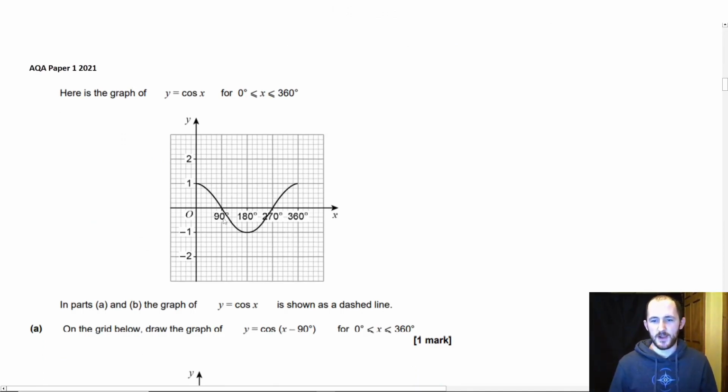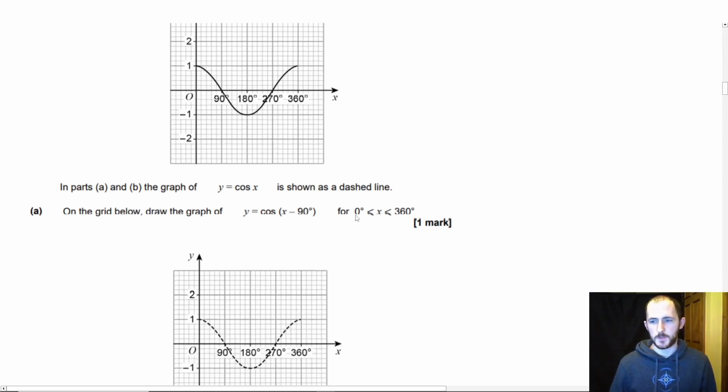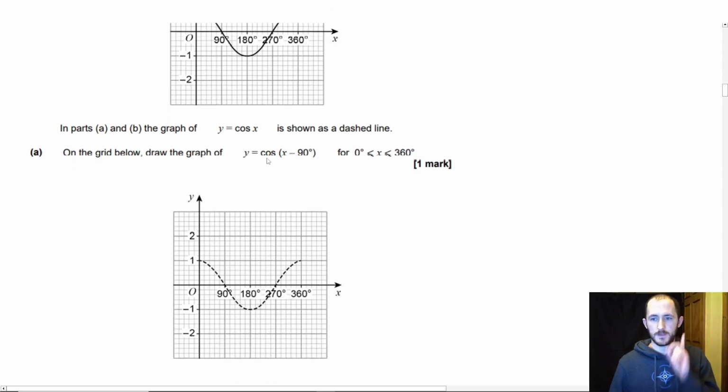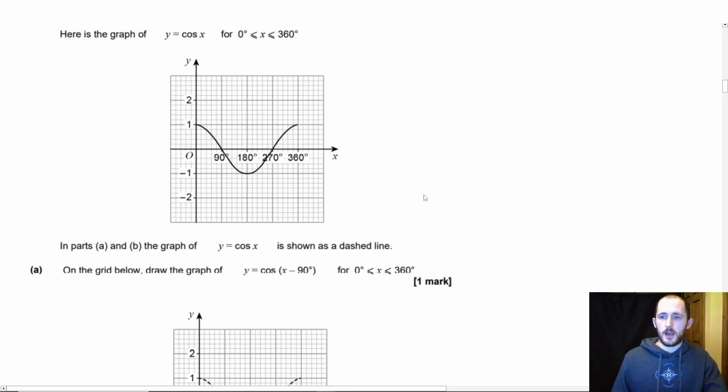So they give us the graph of y equals cos x, and they say draw on the grid below the graph of y equals cos(x minus 90). Don't ask me why there's this white thing here. Just when I opened it from the AQA website, it looked like this. So, we need to talk about how transformations work. There are 4 types. I'm going to write it out now.